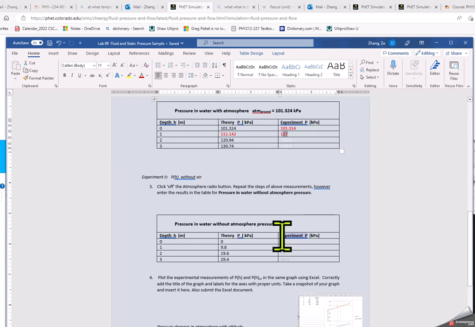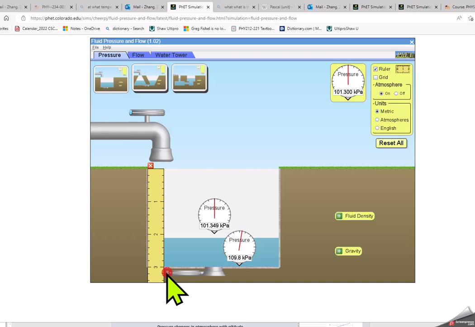So now we do it without air. Theoretically, it will be basically the first term in the formula without atmospheric pressure, so 0, 9.8, 19.6. That's an imaginary situation. There's no air on the top. So without air, we do this experiment, we let all the water run out, and then that's the pressure.